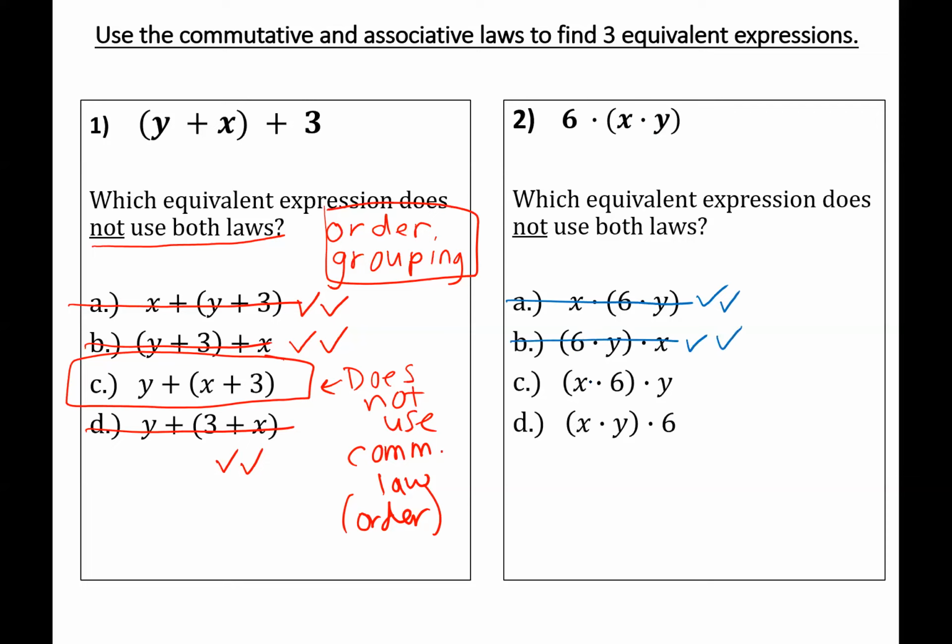Choice C, x times 6 in parentheses times y. Same story. Order has changed and grouping has changed. X times 6 is grouped together instead of x times y. So I guess it better be choice D.